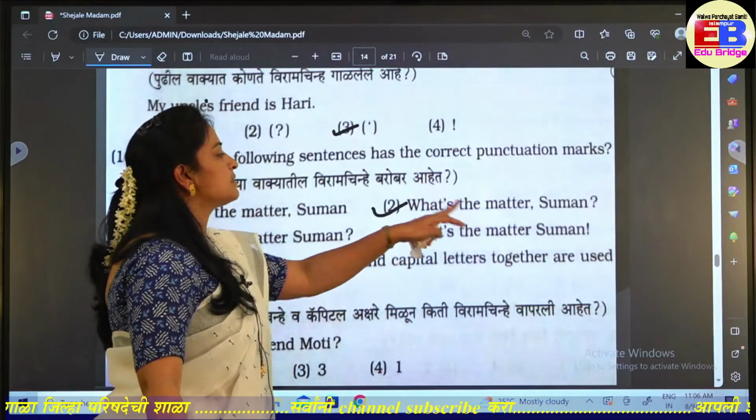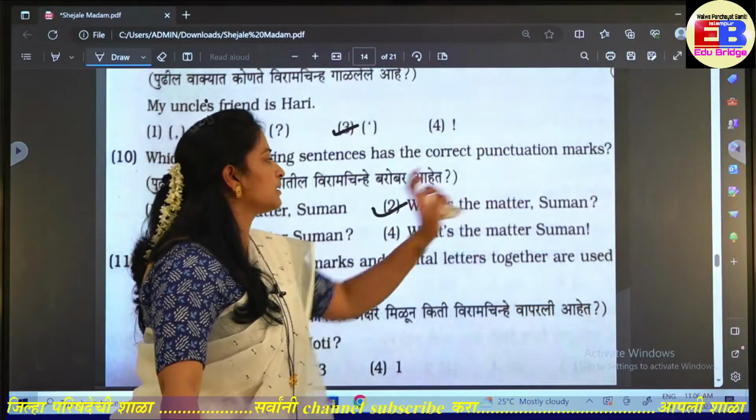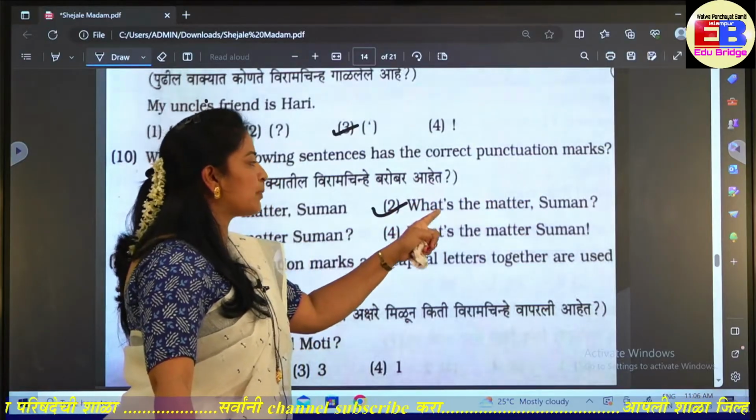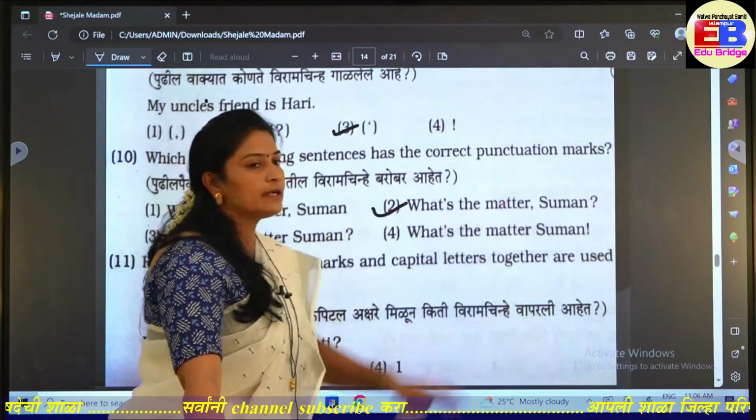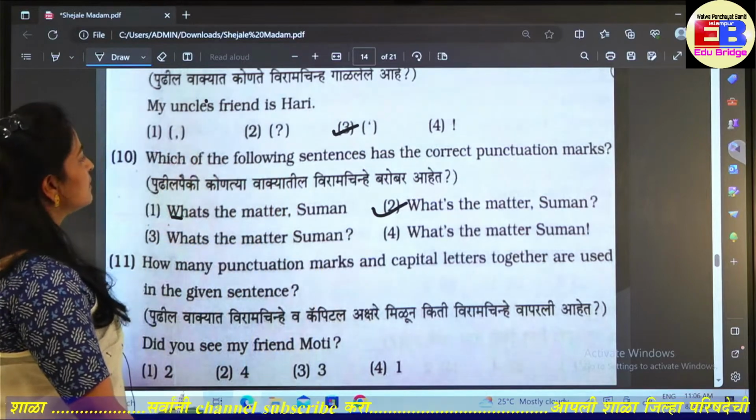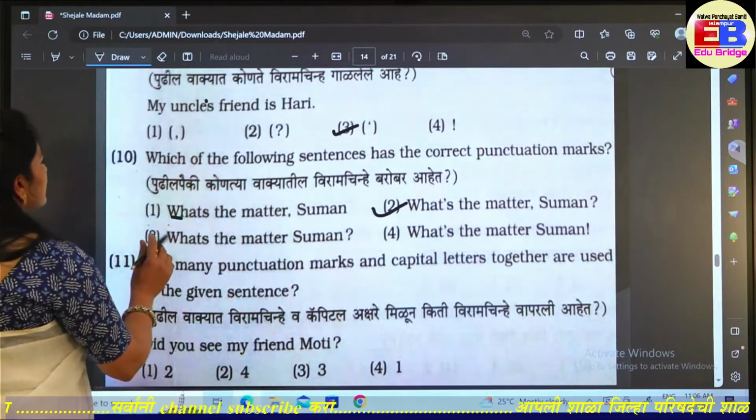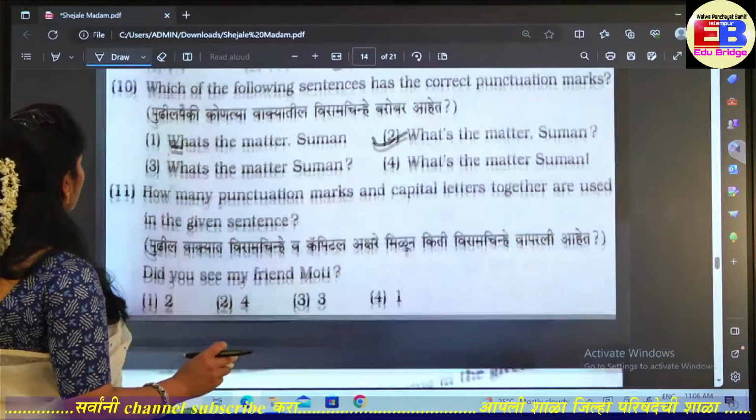Here what's the matter, Suman? Here WH question also is there, apostrophe plus comma and question mark. So all the punctuation marks are used here in question number 10.